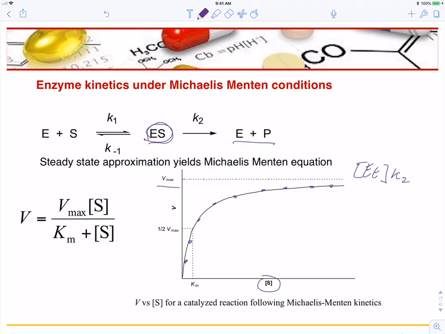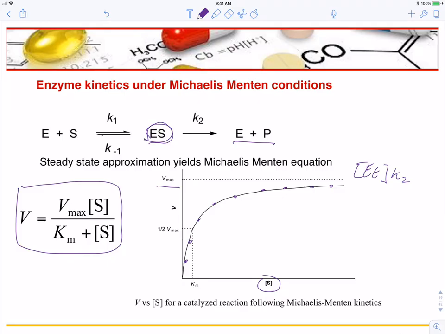Km relates to the affinity of an enzyme for a substrate, and so a small Km indicates a low degree of ES dissociation, so implies a high affinity between enzyme and substrate. And Km is basically the concentration of substrate corresponding to half of Vmax. This comes from the Michaelis-Menten equation that you probably have derived in biochemistry classes.